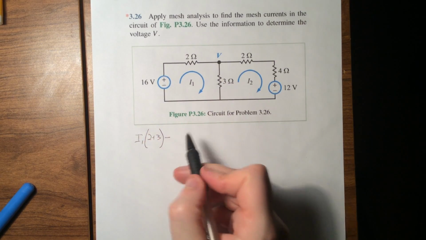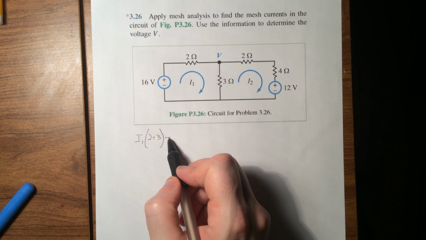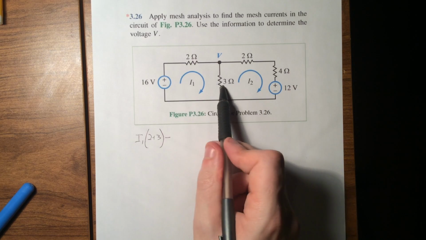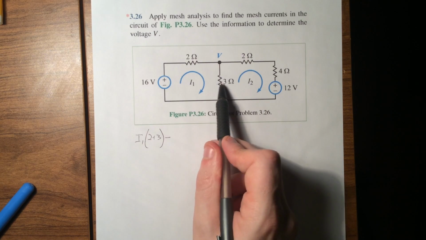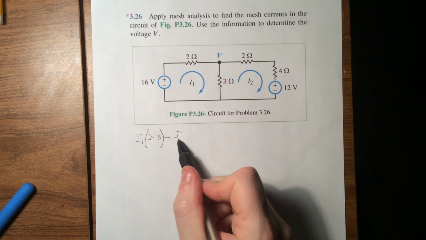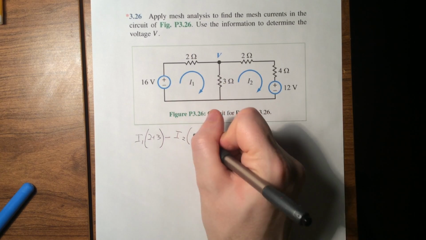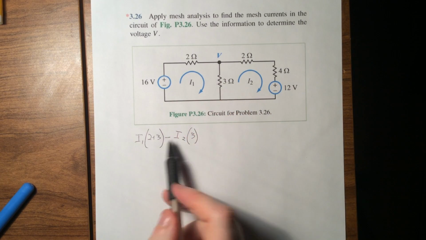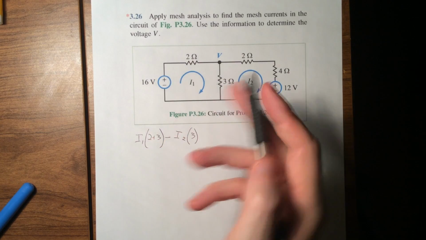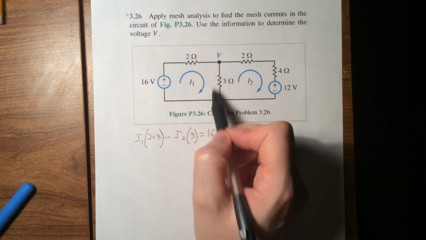Now, we're going to subtract any other meshes that touch any resistors, so any shared resistors. So we have this 3 ohms shared in between I1 and I2. So we're going to put our one that's going to be the shared, and that's going to be I2, and then we have our 3. And now to finish it up, we're going to have our source equals 16. That's a quick way of doing the whole V equals IR thing around the sides.